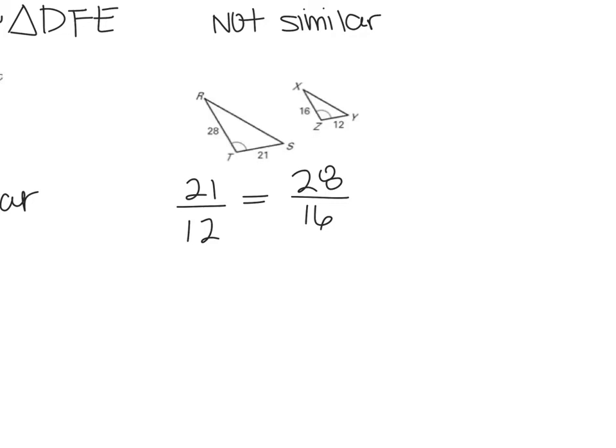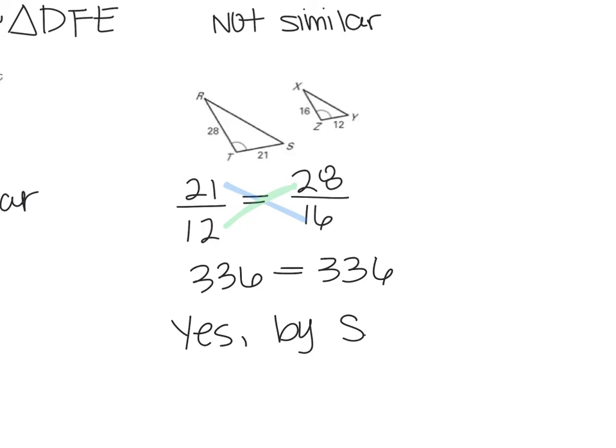But if one of them was rotated, it might be a little bit more difficult to figure out which sides correspond. So when you're trying to figure it out, the smaller side has to correspond to the smaller side in the other triangle, and then the larger side has to correspond to the larger side. So in order to check that they're similar, I'm going to cross multiply. So 21 times 16 is going to be 336, and 12 times 28 is also 336. So because I get the same thing, I can say yes, they're similar.